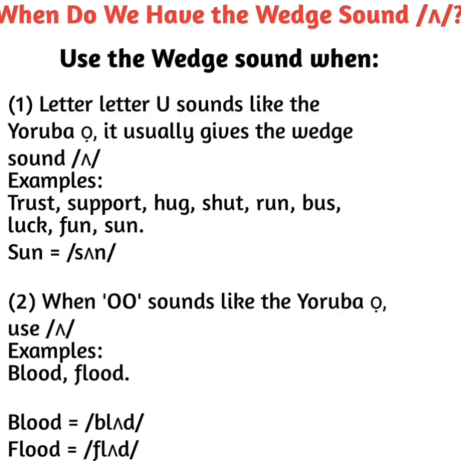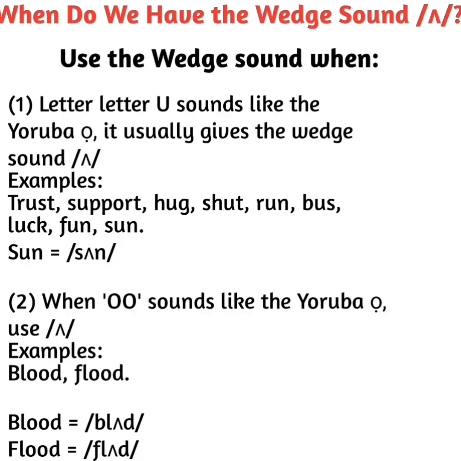Number 1, when letter U sounds like Yoruba O, it usually gives the Welsh sound. For instance, trust. Normally it is U, it's supposed to be pronounced that way based on the default pronunciation, but instead we said trust. So it means that U will be Welsh. The same thing, support, hug, shot, run, boss, lock, fun, shun. So all these give the Welsh or carat sound.